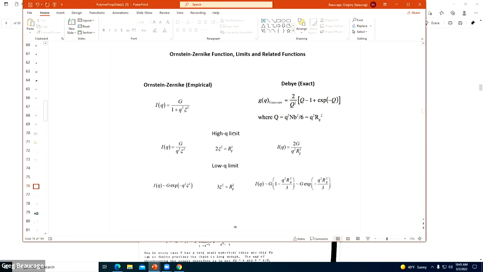So what you find out is that at high Q, from the Debye function, which is exact, you can get what the power law prefactor is, and you have the radius of gyration, right? But if you translate it to the Ornstein-Zernike and take the limits, you find out that these things don't equal. You'd say that Rg squared is twice this correlation length squared. But if you go to the Guinier part, you find out that 3 times that is Rg squared. So the two limits don't agree with each other, right?